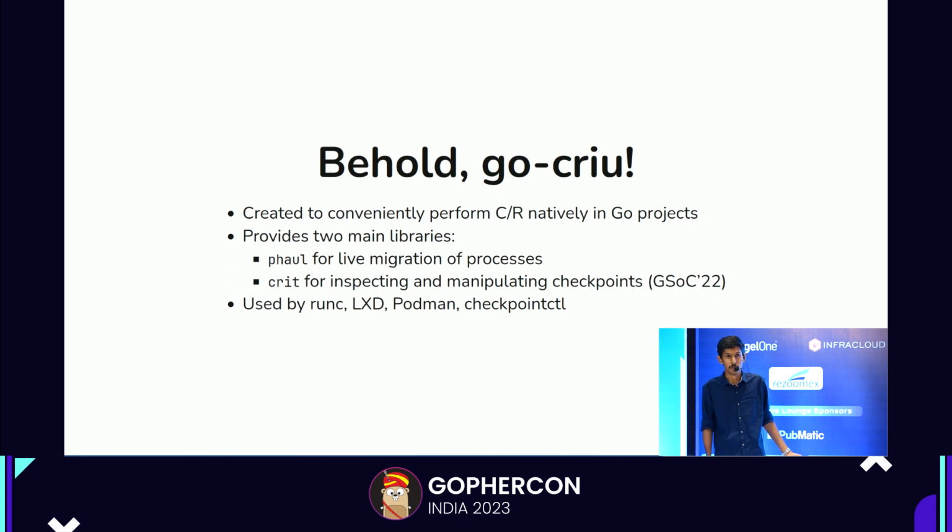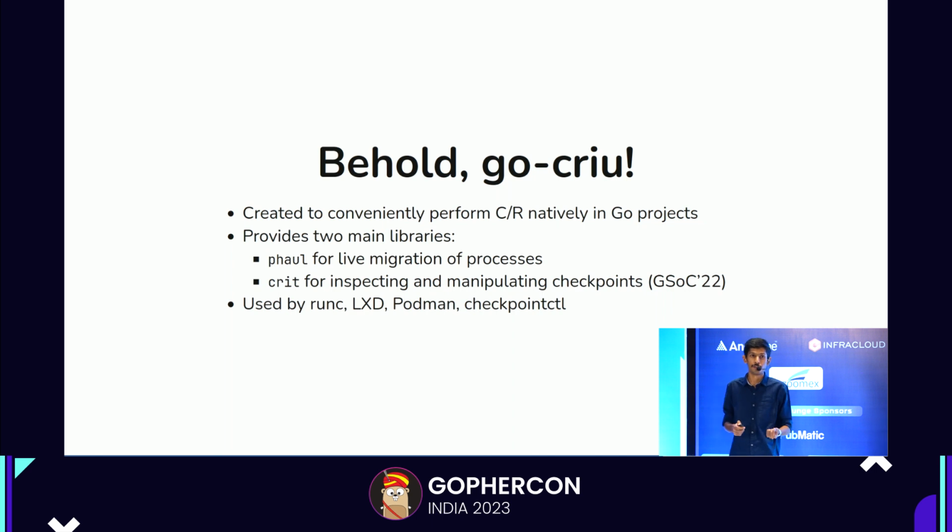So GoCRIU is a library that was created to natively integrate CRIU with Go projects. There are two main sub-libraries provided by this library. phaul stands for process haul, and it's a solution that you can use to perform live migration of containers directly from within your Go program. So you do not need to deal with invoking CRIU manually. You do not need to deal with CRIU RPC calls. You don't need to deal with any of that. The phaul library does all the heavy lifting for you. You create a client, you create a server, and boom, you can just shoot a container from one system to another. It's a complete breeze.